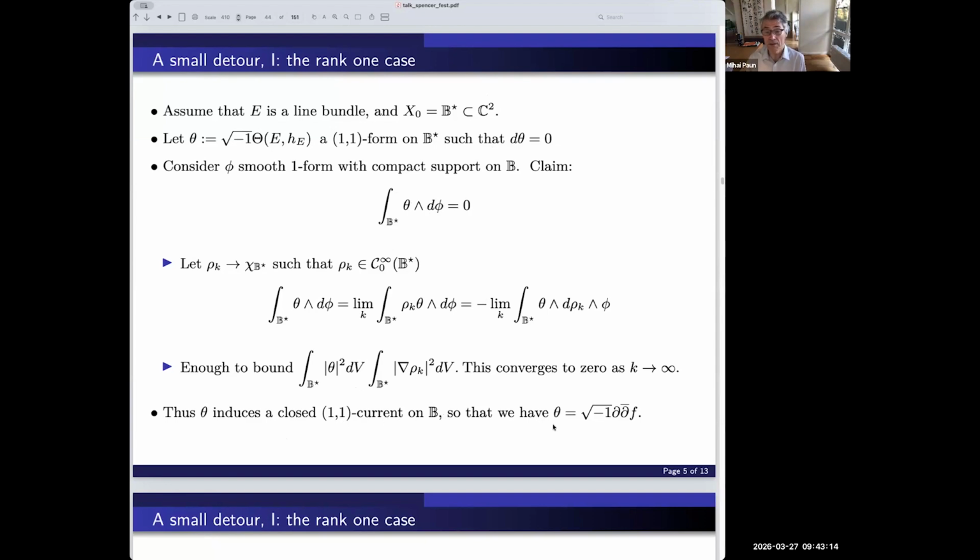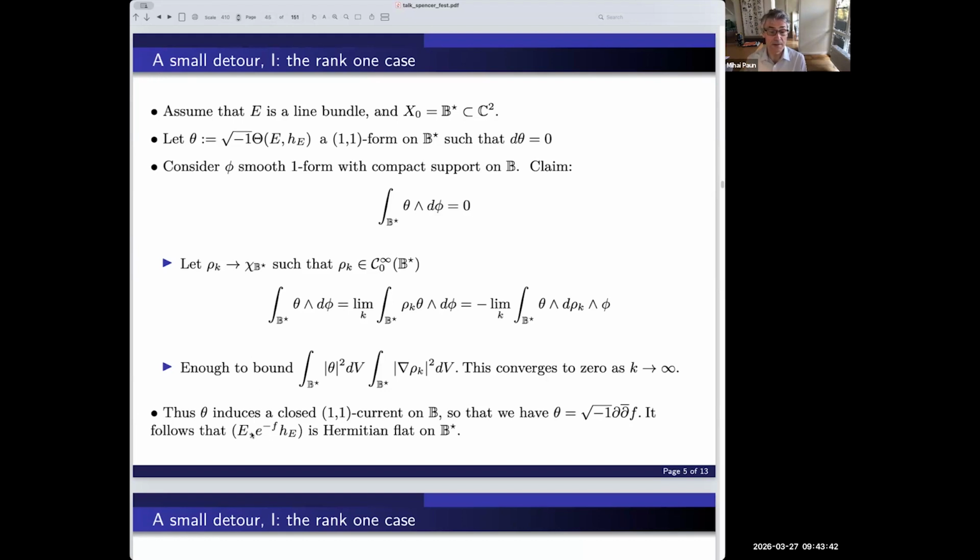And then the dbar lemma still holds in the setting of currents, so we can still write theta as the Hessian of some distribution f. But theta is smooth outside the origin, so is f, right? So what we gain with this is that we can write our theta as the Hessian of some function which is smooth outside the origin.